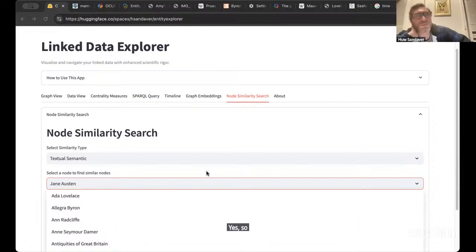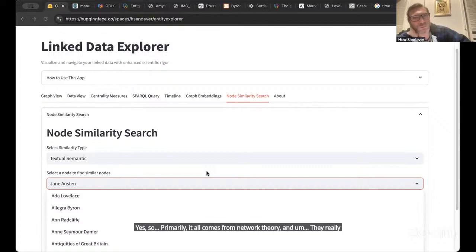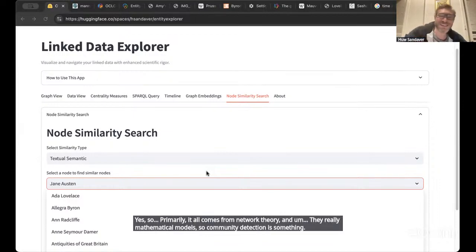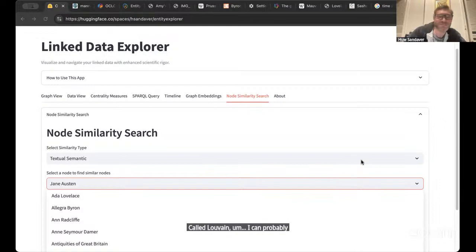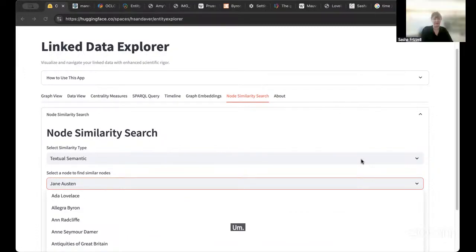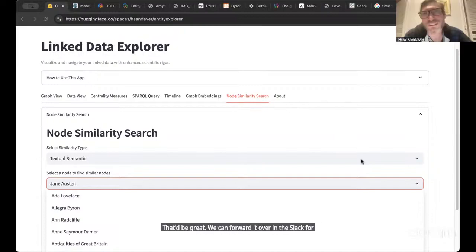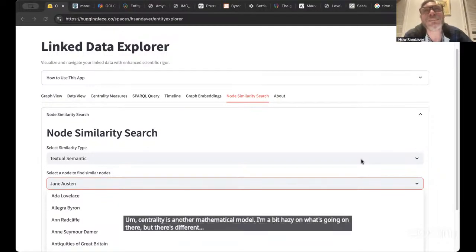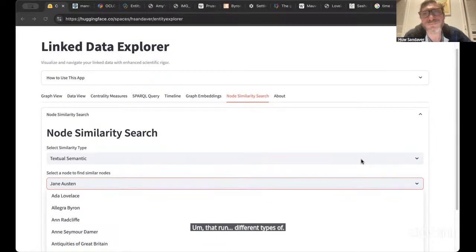Yes, so primarily it all comes from network theory, and they're really mathematical models. So community detection is something called Louvain. I can probably dig up some links for everyone and post them somewhere if that's possible. Centrality is another mathematical model. I'm a bit hazy on what's going on there, but there's betweenness, closeness, centrality, eigenvector, and so on, which are just mathematical models that run different types of formulas on what they want to show you.